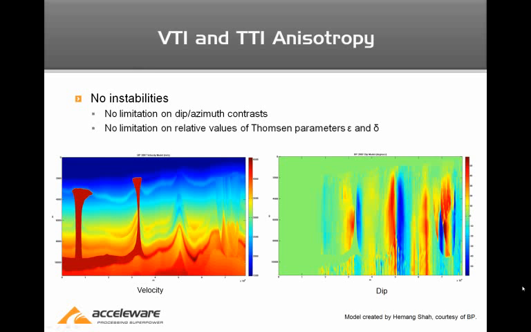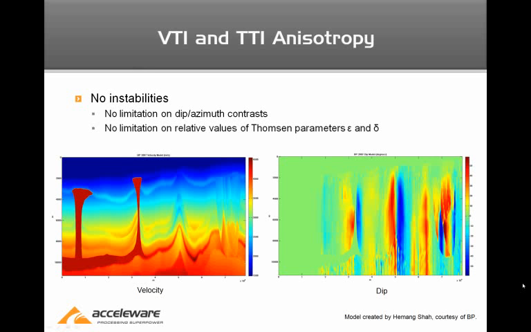Now, it's well known that anisotropic RTM can suffer from numerical instabilities. And there are two types of such instability. The first, which affects only TTI, arises at sharp contrasts in dip or azimuth angles. And the second type of instability affects both VTI and TTI and places fundamental restrictions on the relative values of the Thomson parameters. And these Thomson parameters characterize the strength and the nature of the anisotropy.